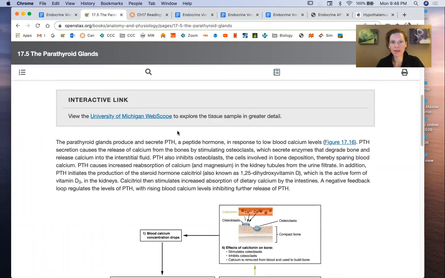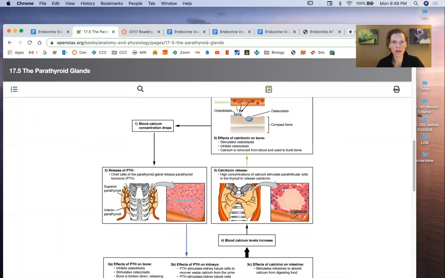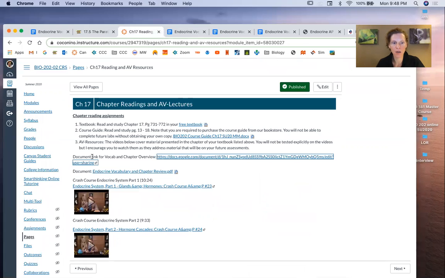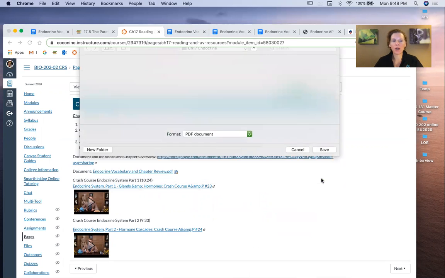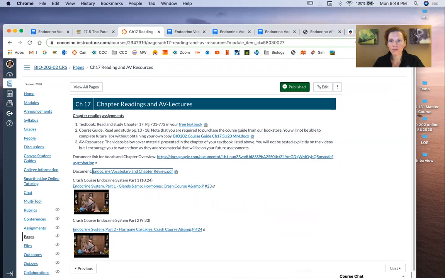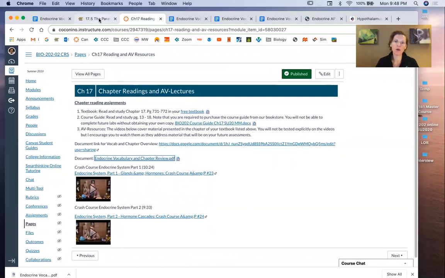And I generated this by trying to go back to the PDF. There we go. I generated this by going into our online text and grabbing some of the vocabulary and some of the chapter review and just putting it in order.